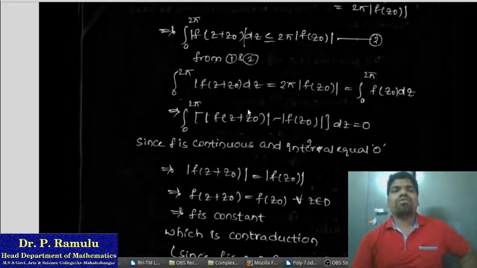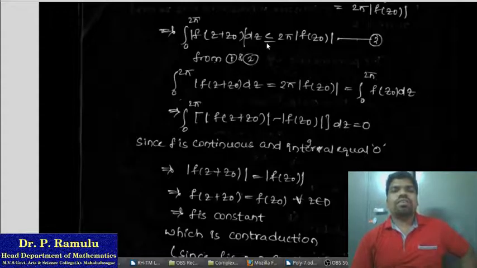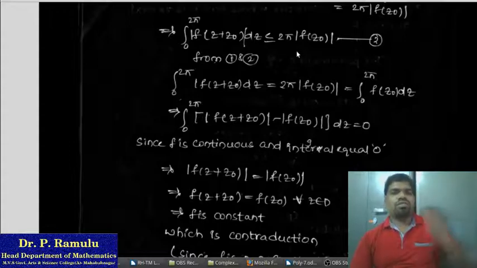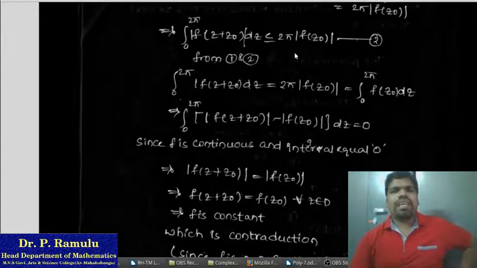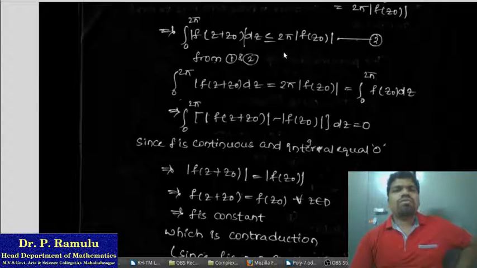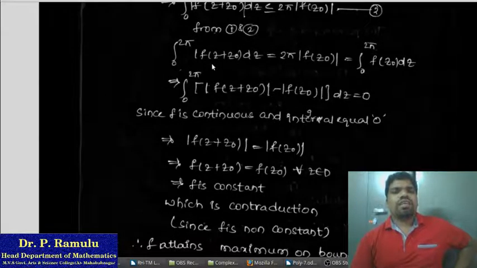From equation 1 and equation 2: equation 1 says that 2 pi mod f of z naught is less than or equal to the integral over 0 to 2 pi of mod f of z plus z naught dz. From equation 2, the integral from 0 to 2 pi of mod f of z plus z naught dz is less than or equal to 2 pi mod f of z naught. Comparing equations 1 and 2, we get the integral equal to 2 pi mod f of z naught, which is the integral from 0 to 2 pi of mod f of z naught dz. So it can be written as the integral from 0 to 2 pi of mod f of z naught minus mod f of z plus z naught dz equals 0.